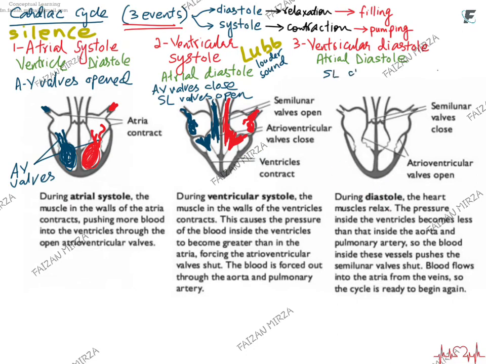So when this happens, what will happen? The semilunar valves get closed, the AV valves open up. So this is the blood coming into the atria. As the AV valves have opened up, the blood will go into these ventricles.